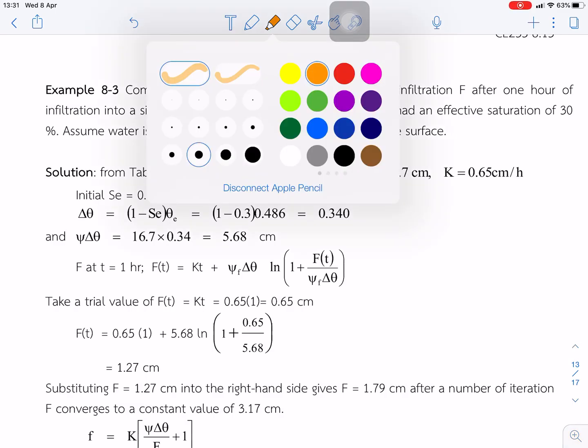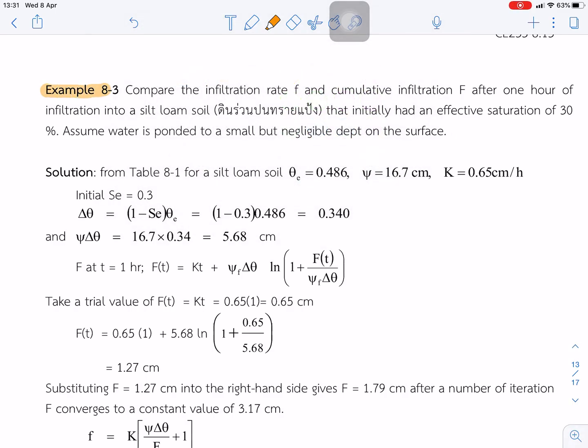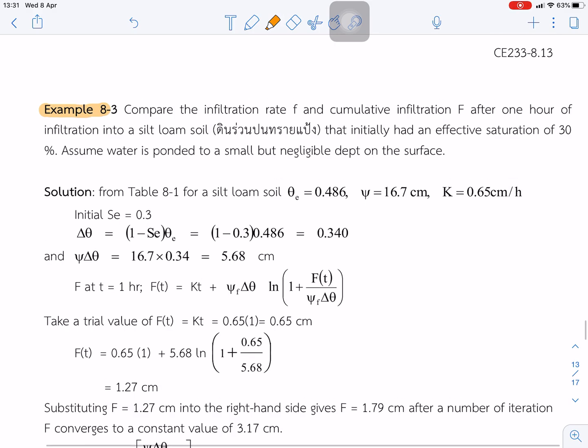For example, compute the infiltration rate f and the accumulated infiltration capital F after 1 hour of infiltration into the silt loam soil that initially has an effective saturation of 30%. Assume water is poured to a small but negligible depth on the surface.